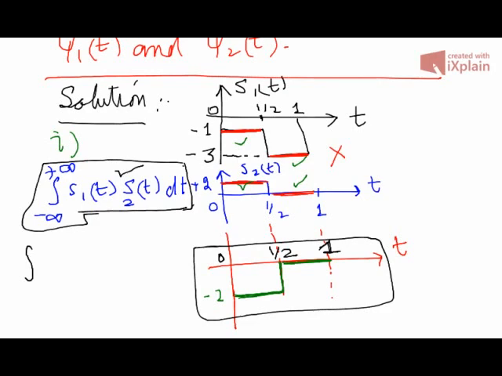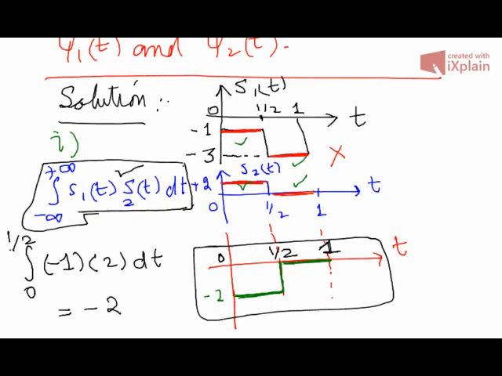I'll change the limits from 0 to half. The product is S1 of t. S1 of t is -1 here, right? S1 of t is -1, and S2 of t is +2 in this duration dt. If you integrate it, you would get minus 2. If you solve this integral, you will get minus 2.